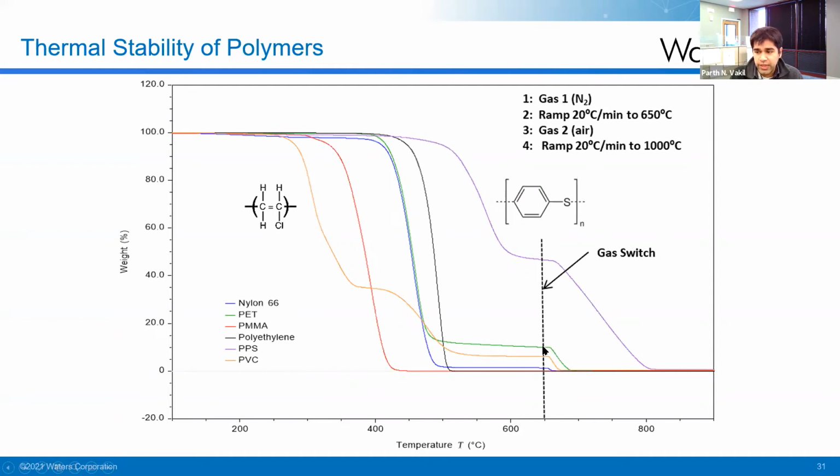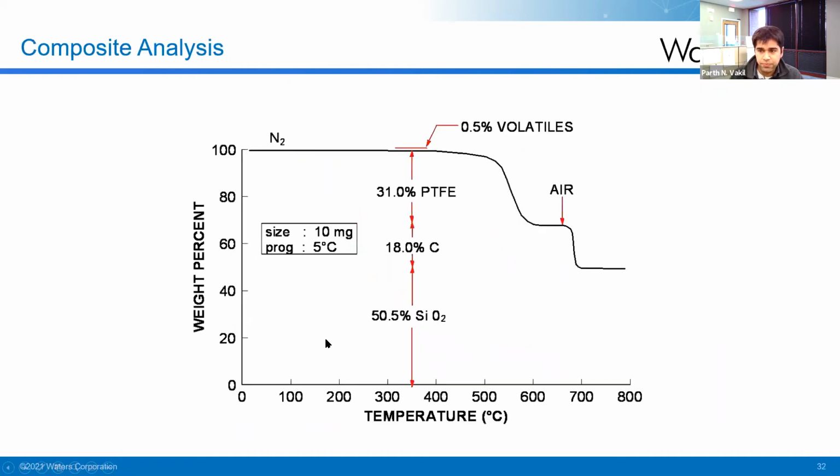And once you do the gas switch, you can see what is the final level of carbon that is left. In this case, you can see all these polymers go down to basically 0% weight at the end of the experiment. But let's say you had a filler, which I'm going to show you in the next slide. You can see the amount of filler that is left, such as silica. So TGA is really powerful, gives you a lot of insight into how materials decompose.